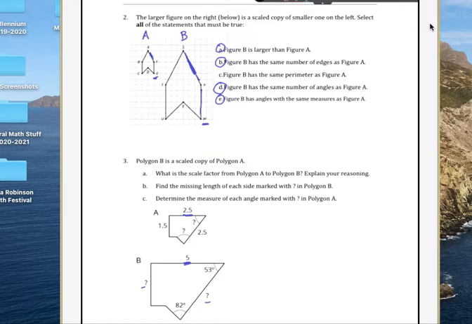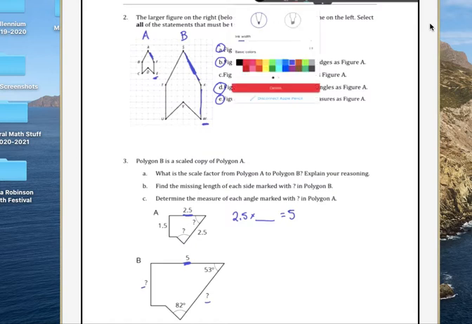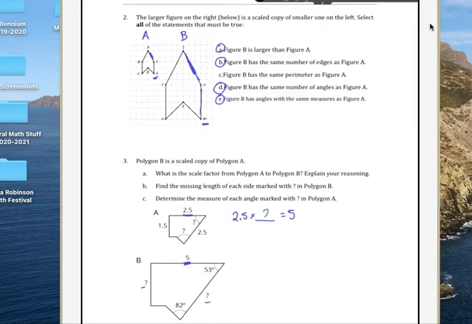But I know it's a scaled copy. So I know that I have to be able to take 2.5, multiply it by something, and get 5. I have to be able to do that. And hopefully you realized that 2.5 times 2 is 5. So the scale factor for this is 2. Okay?